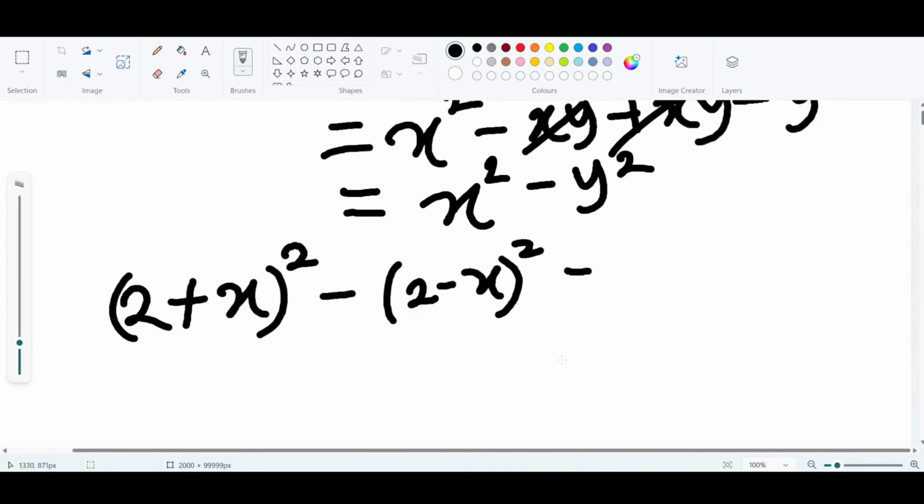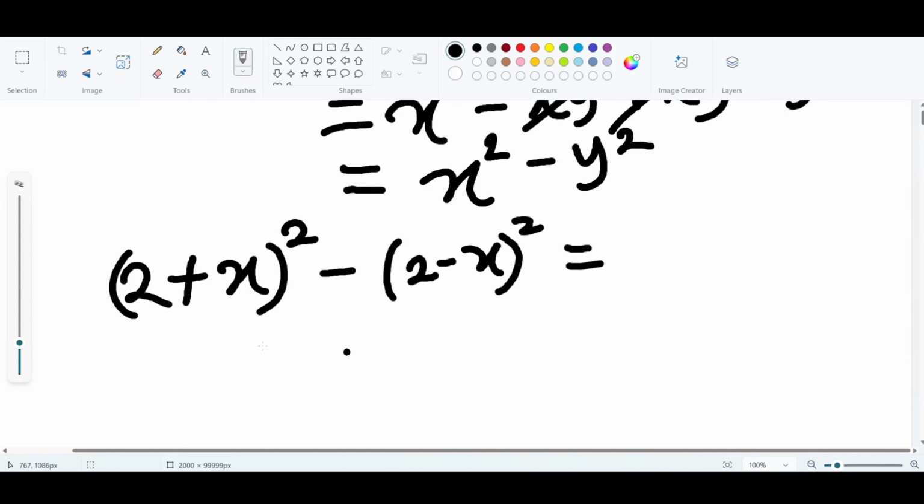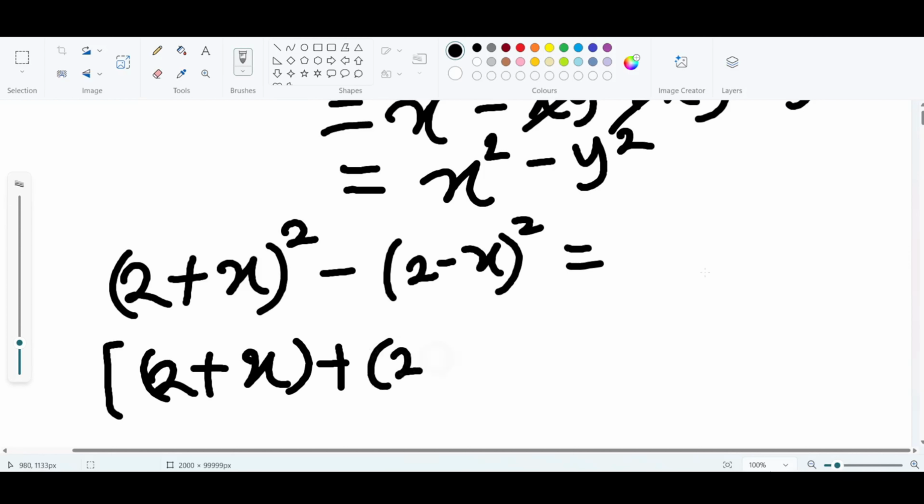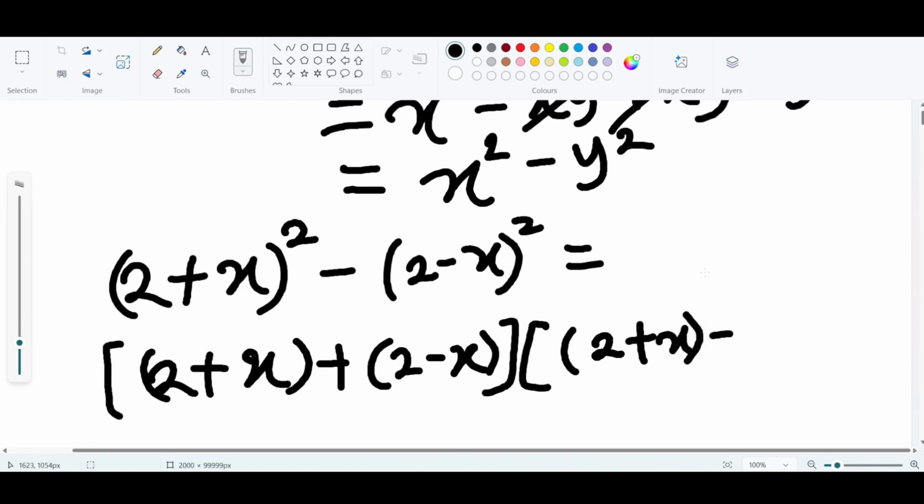If we expand this, we are looking at it as a difference of two squares. It's going to be this bracket plus this bracket in a bigger bracket, so it's going to be (2 plus x plus 2 minus x). This is a way of expanding it. Then the second one is going to be (2 plus x minus 2 minus x).